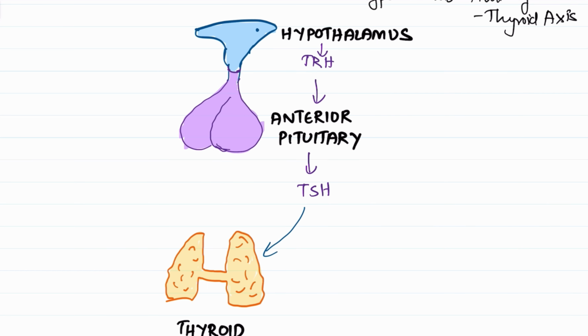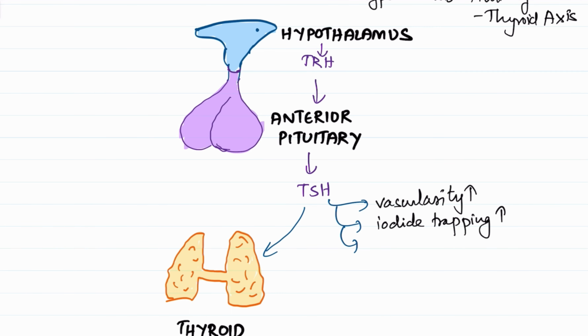And in the thyroid gland, it increases 3 steps. That is, it increases the vascularity of thyroid gland, which provides thyroid with more iodine, as well as provides an opportunity to release thyroid hormones into the bloodstream. And it also increases the iodide trapping, that is the uptake of iodine into the thyroid gland, which is the first step in synthesis. And because of these 2 steps, in general, it increases the secretion of T3 and T4. That is, the thyroid hormone synthesis is enhanced by the thyroid stimulating hormone.